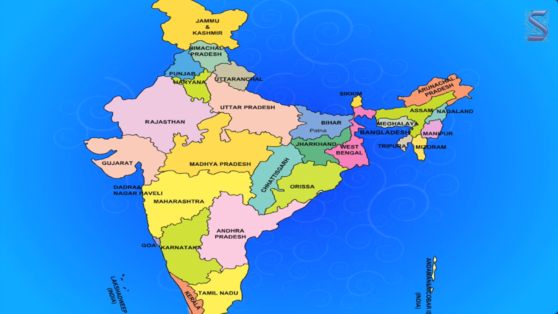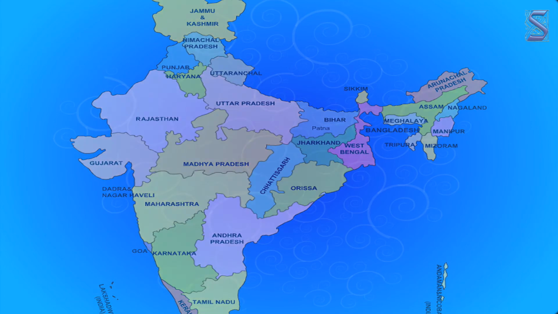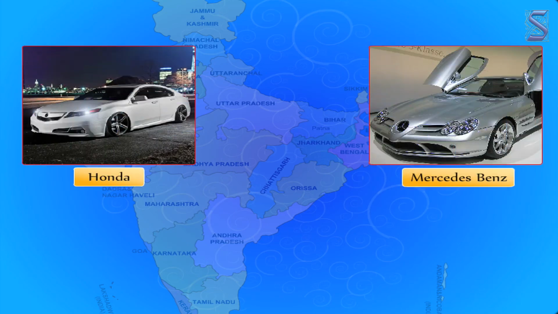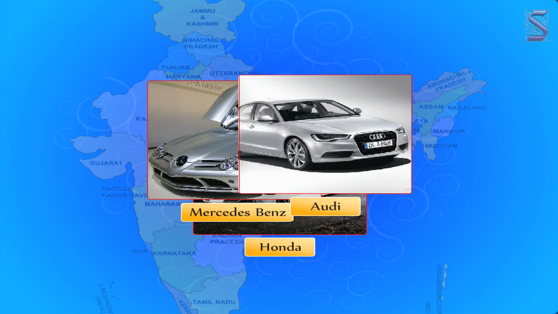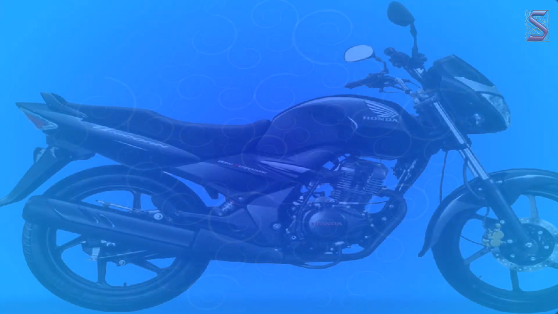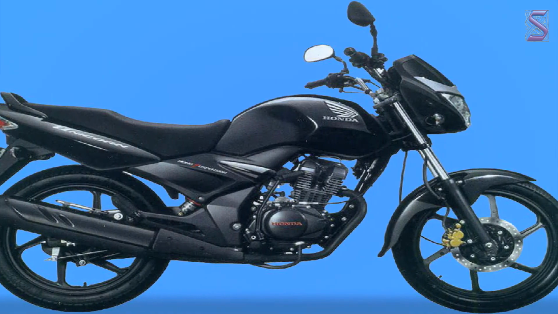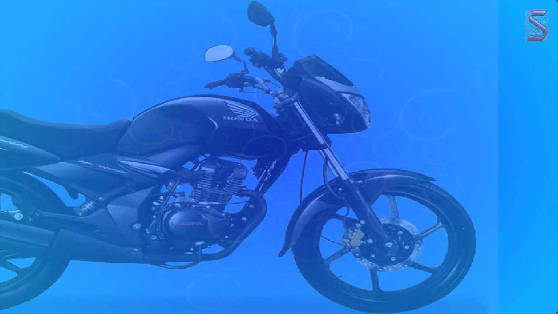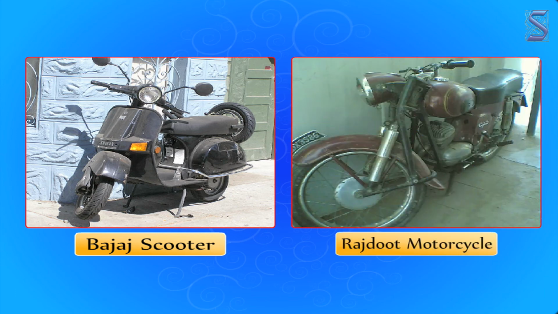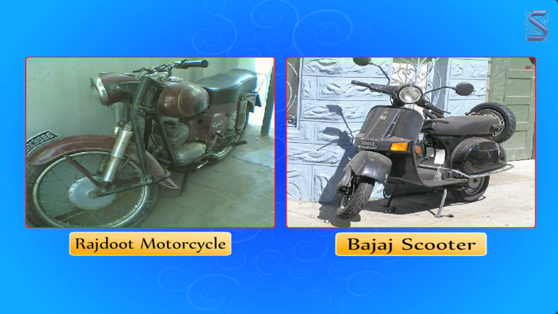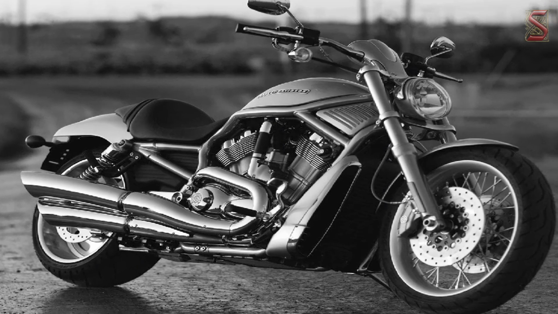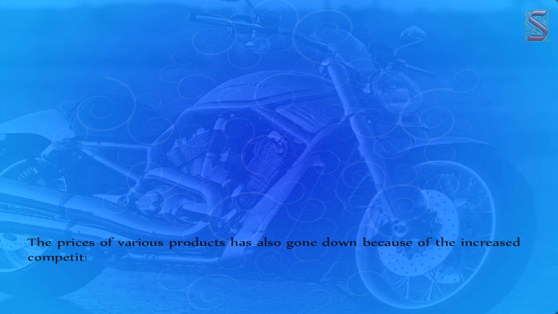Earlier, the only options available for Indians for four-wheelers were Ambassadors or Fiats. Now we have Honda and Mercedes-Benz, Audi, so many brands to choose from. Earlier, as far as two-wheelers were concerned, we had only a Bajaj scooter or Rajdoot motorcycle. Today, you would even find a Harley-Davidson running on the road. The prices of various products have also gone down because of the increased competition. So, this is the change that globalization has brought.